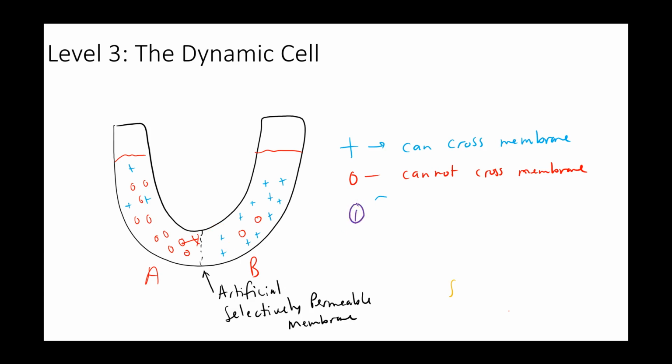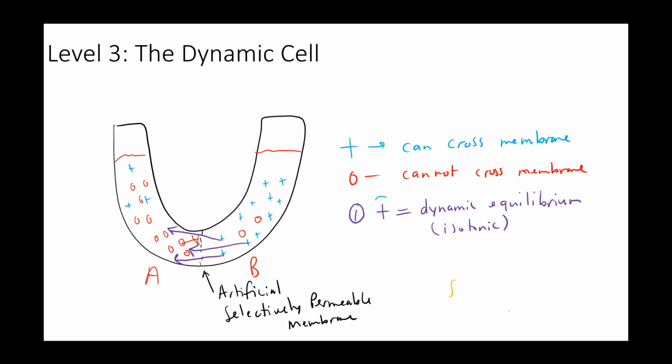One, let's cover the solute that can diffuse from high to low. And so that will be the pluses. So these pluses can go over here. They can diffuse to this side. And what happens is over time, they will come to a dynamic equilibrium. That is to say, they will be isotonic. Okay, they will equal out. Over time, you will have equal amounts of pluses on both sides. The red circles, however, cannot reach a dynamic equilibrium. They will always be higher on the A side, on the left side.